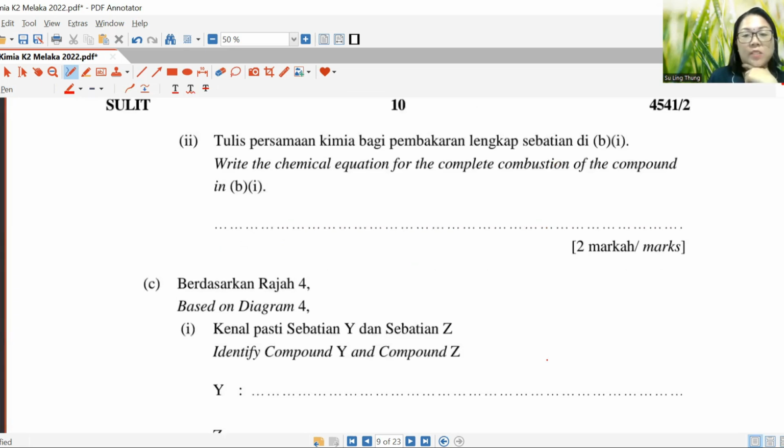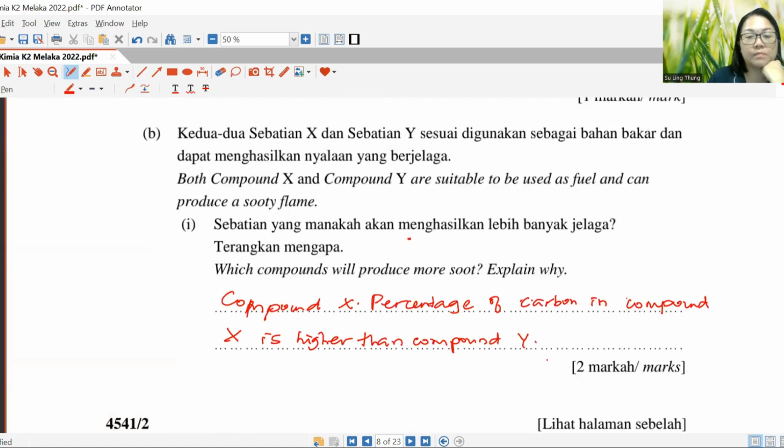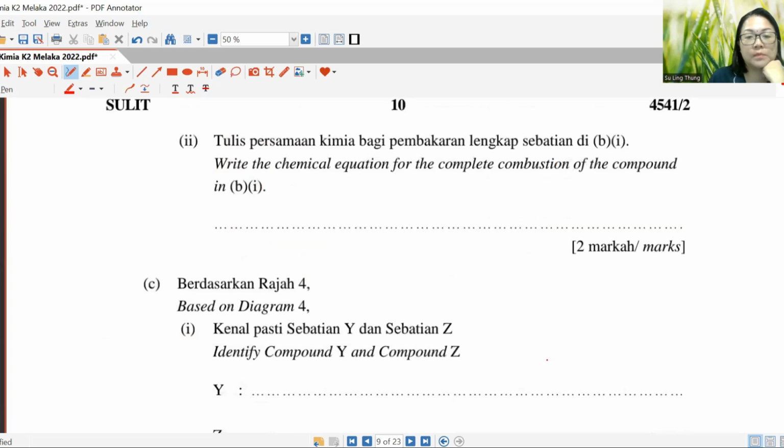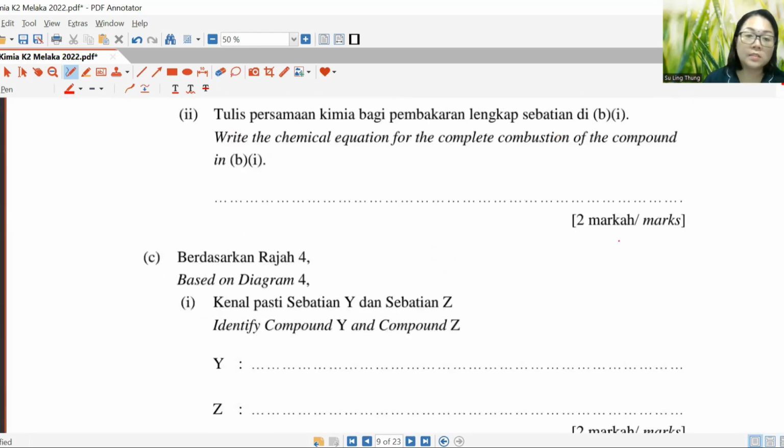B2, write the chemical equation for the complete combustion of the compound in B1. In B1, it did not mention which compound. So if you want to take X, you can, and normally the question is referring to X. Compound X is propene, so C3H6. C3H6 plus O2, you will definitely yield a product of CO2 and H2O.